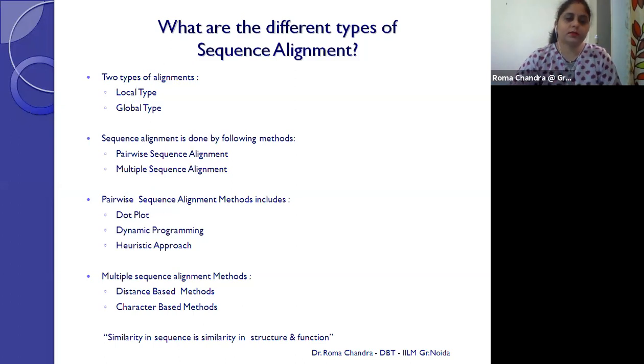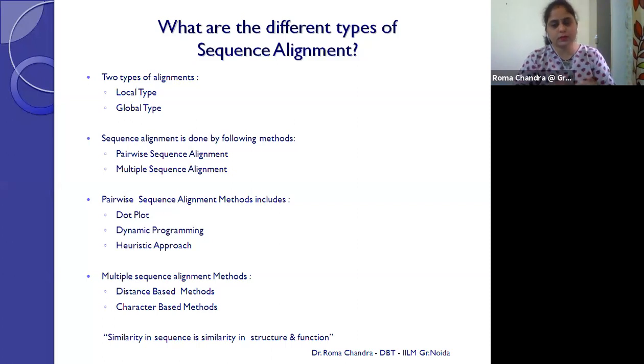Okay, so dot plot, dynamic programming, heuristic approach. These three are the major methods of pairwise sequence alignment. Those who have some idea about sequence alignment must have gone through these three methods, and you must be knowing that out of these three methods, dot plot is the oldest method. It was used way back, and this method was used only to find identical nucleotides or identical amino acids in case of DNA or protein sequences.